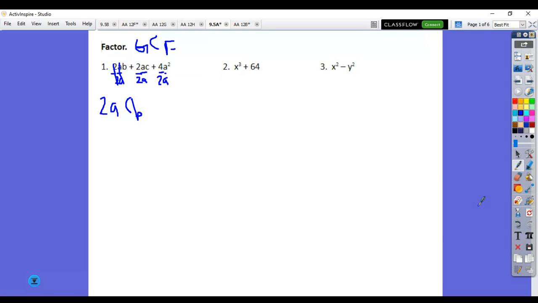Well, that looks bad, sorry. Plus, the 2 cancels, the A cancels, left with C. Plus, 4 divided by 2 is 2, and A squared divided by A is A. Then there's nothing more that you can factor.